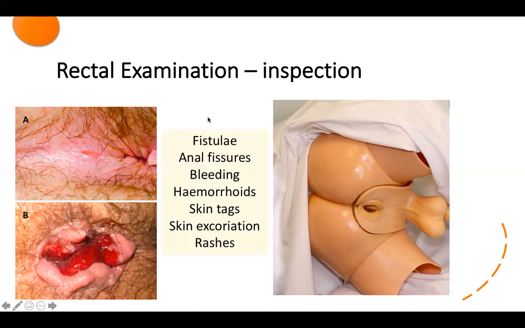Things to look out for when doing a rectal examination are: are there any fistulas, any anal fissures, is there any bleeding from somewhere, any cuts or scars, any hemorrhoids, skin tags, skin excoriation, or any rashes. You can also ask the patient to cough. That might make an internal hemorrhoid or a rectal prolapse more pronounced. Once you're done with inspection, you want to move on to the actual procedure.